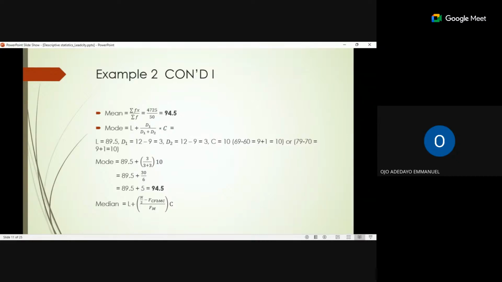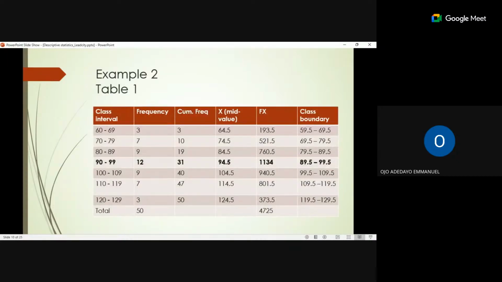In some textbooks, you can see summation F. Summation F is the same thing as N. N simply means the total number of observations that you have. If you look at our own here, our N, the total number of observations that we have, is 50.